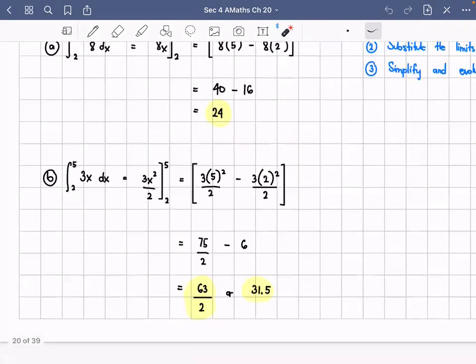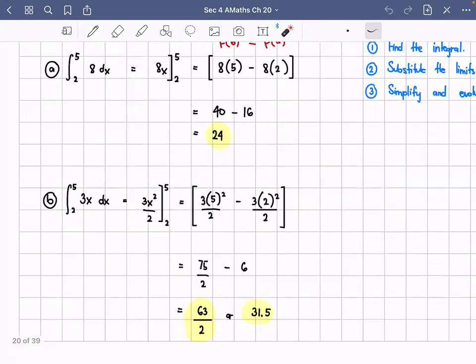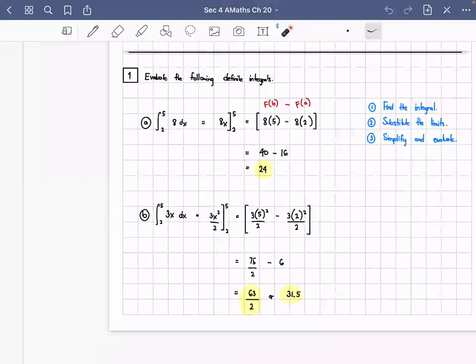So same goes with this: the antiderivative of 3x from 2 to 5. You get the antiderivative first of 3x, so you got 3x squared over 2 from 2 to 5. We start with the upper limit, so we substitute in 5 here minus the same term where we substitute 2, and then we got 63 over 2, or 31.5.